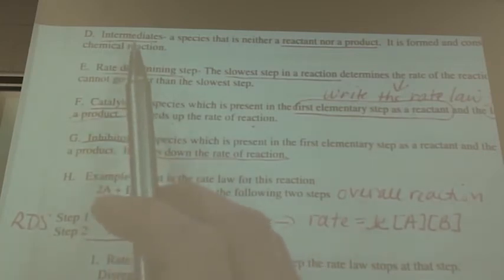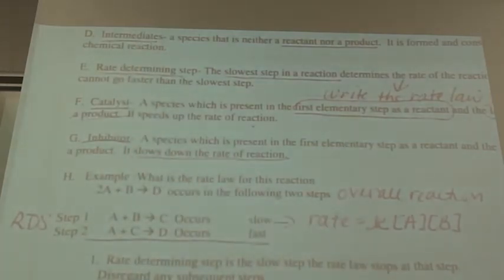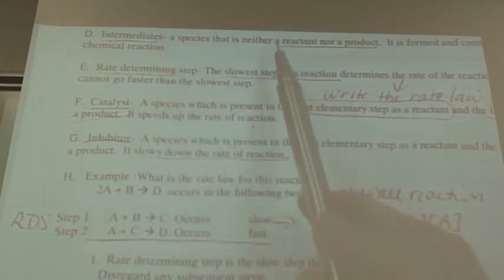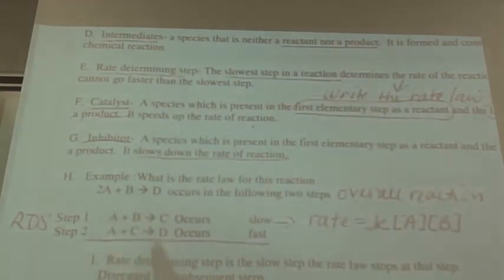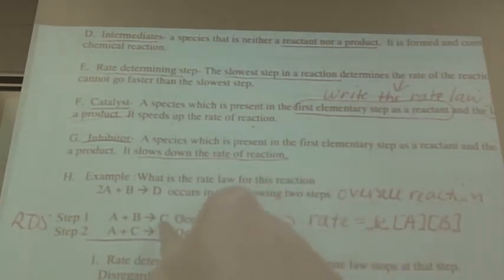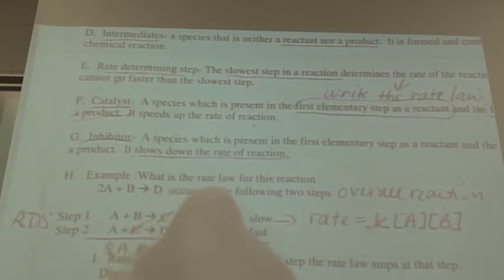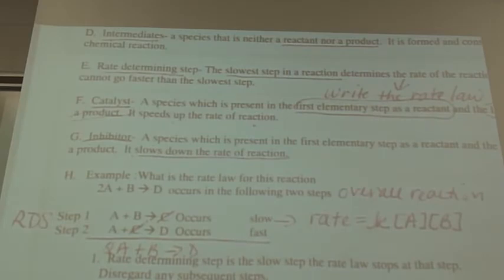Is there an intermediate? Yes, there is. An intermediate is neither a reactant nor a product. It is something that is formed and then consumed, so we can cross it out. So the overall reaction here is 2A plus B yields D. Okay.